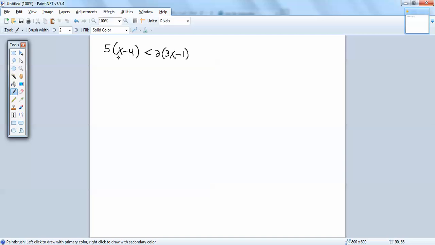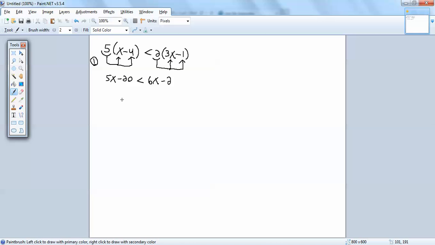Now our first step in solving linear inequalities is get rid of parentheses. And we do that with the distributive property. So we're going to take 5 times x, and we'll take 5 times negative 4. We'll take 2 times 3x and 2 times negative 1. So 5 times x is 5x. 5 times negative 4 is negative 20. Is less than 2 times 3x is 6x. 2 times negative 1 is negative 2.